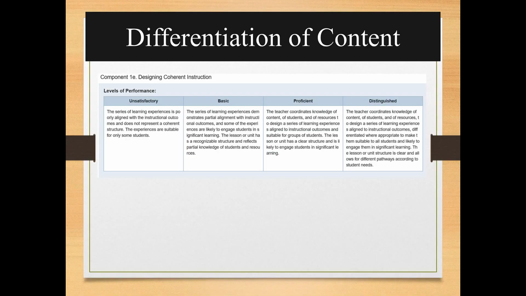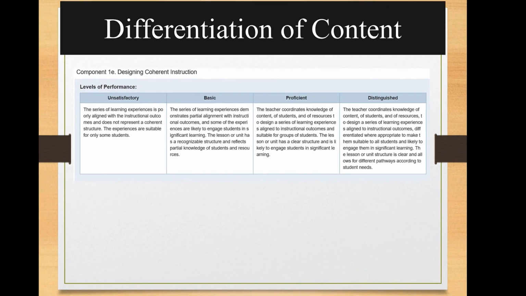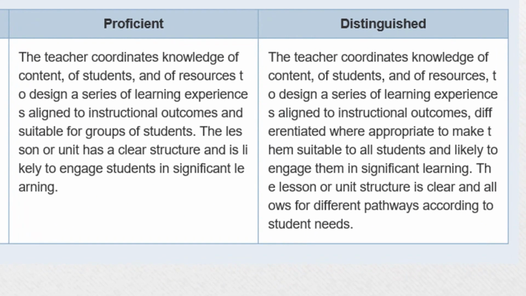Now, to understand how differentiation can help with a teacher's performance, let's look at an example of teacher evaluation. This is the Danielson model. Okay, let's skip over to proficient. In order for a teacher to be proficient, the teacher coordinates knowledge of content, of students, and of resources to design a series of learning experiences aligned to instructional outcomes and suitable for groups of students. The lesson or unit has a clear structure and is likely to engage students in significant learning.